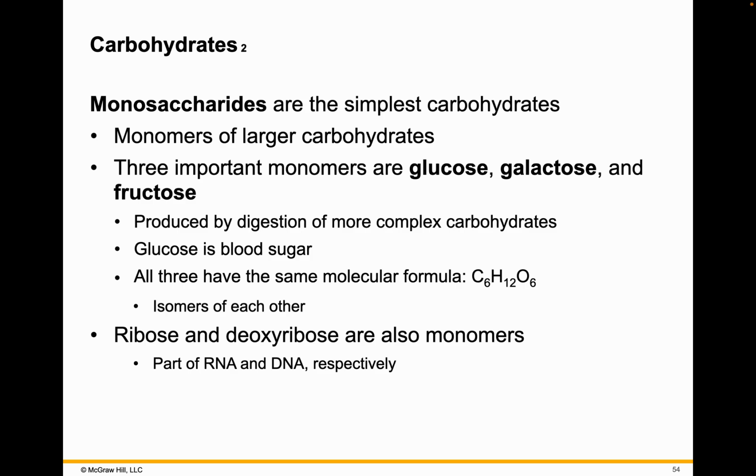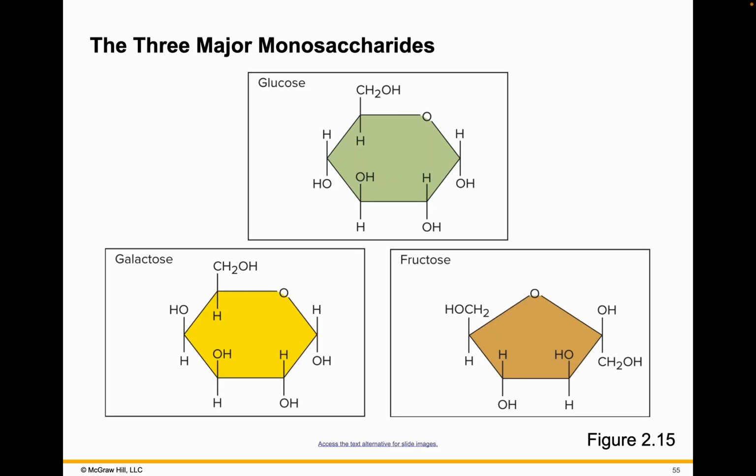Ribose and deoxyribose are also monomers, they are part of DNA and RNA. So here's glucose, galactose, and fructose.